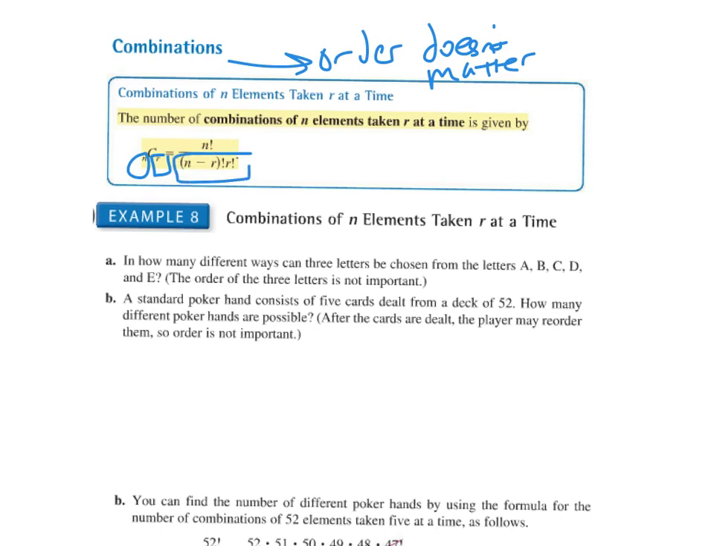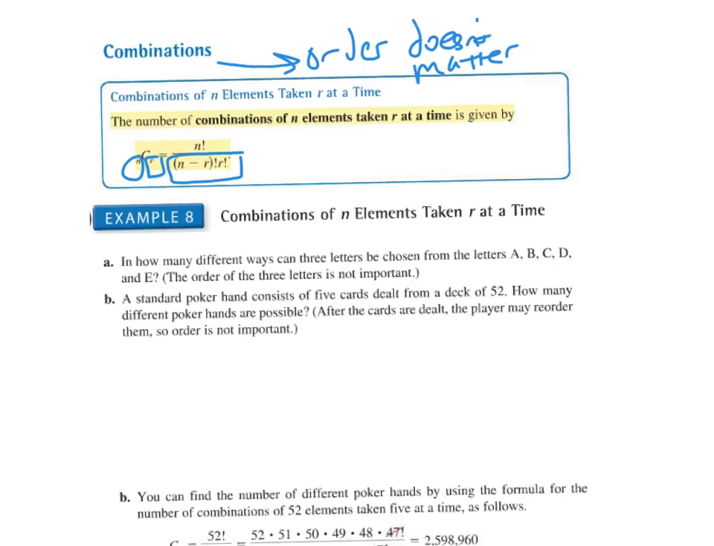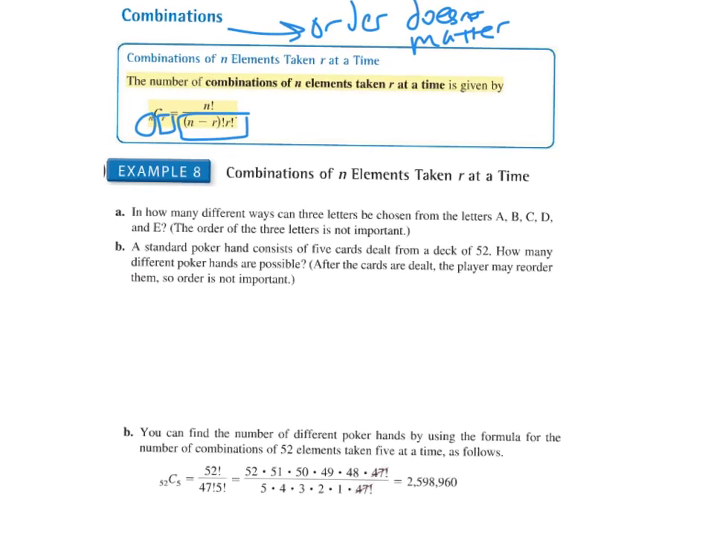Notice it's really similar to the permutation formula, but we have an extra R factorial in there. So we're going to start with letter A. Letter B they did for you. Actually, they did it out, which is kind of nice, but letter A: how many different ways can 3 letters be chosen from the letters A, B, C, D, and E?